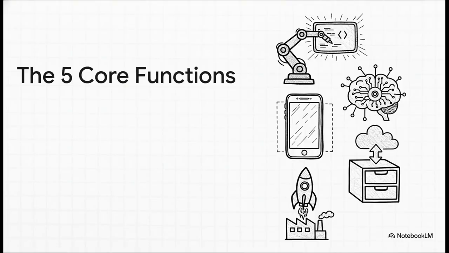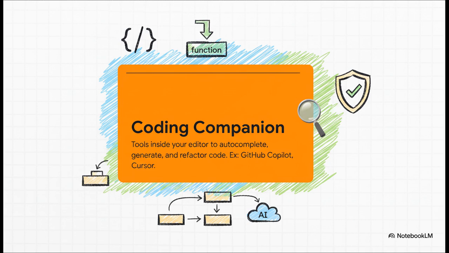So here they are, the 5 pillars of the modern AI developer stack. Each one of these represents a critical piece of the puzzle when you're building an AI-powered app, all the way from that first spark of an idea to a full-blown production service. Let's break them down. First up, the coding companion.